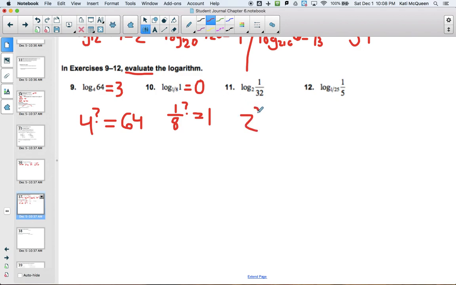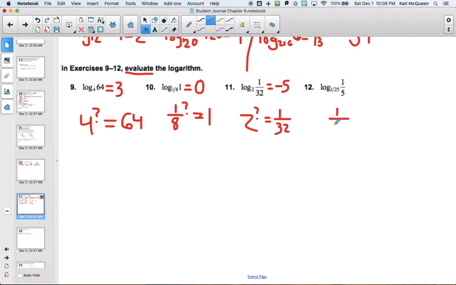Okay, next one. 2 to what power is 1 over 32? Okay, so I got two things to think about. So I have to figure out how to get 2 to 32 and also how to turn this into a fraction. So I know I need a negative exponent to get this fraction. And then I'm thinking about, well, 2 to what power is 32? I know 2 to the 5th power is 32, so this must be a negative 5.